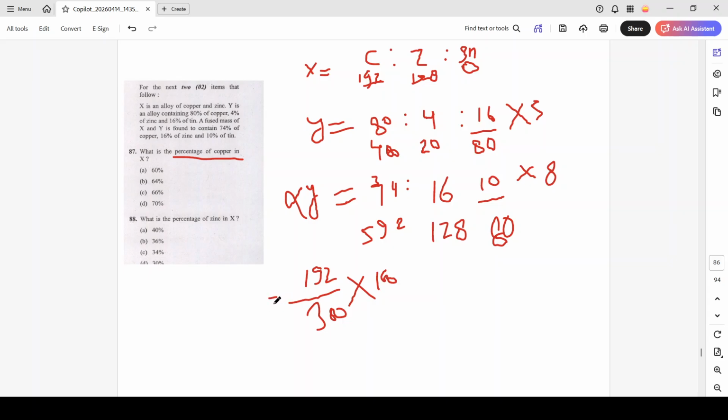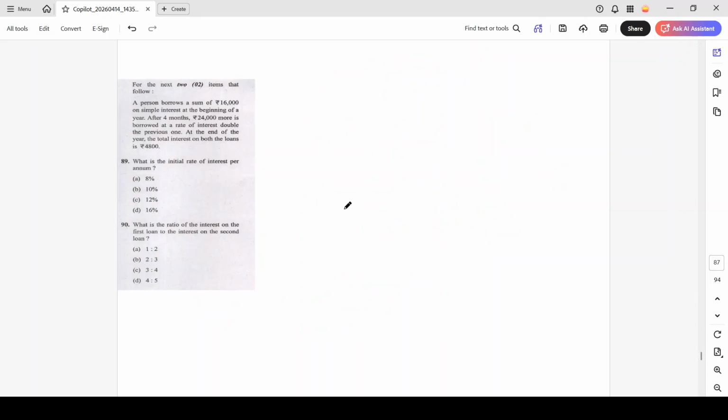This is what Cu in X is. Now if I cut 100 by 3 and this 192 cuts with 64 times, that means 64%. So what is the percentage of zinc? If copper is 64, then if only zinc and copper are involved, 100 minus 64 will be 36. Okay, this question is done. Now moving on to the next question.